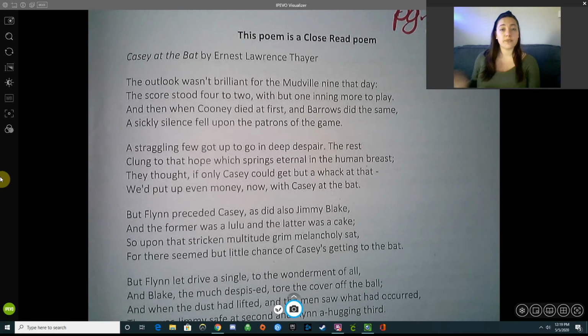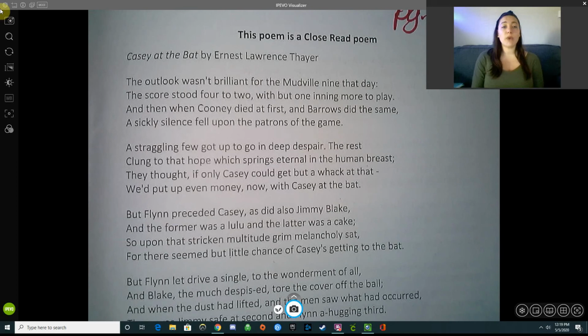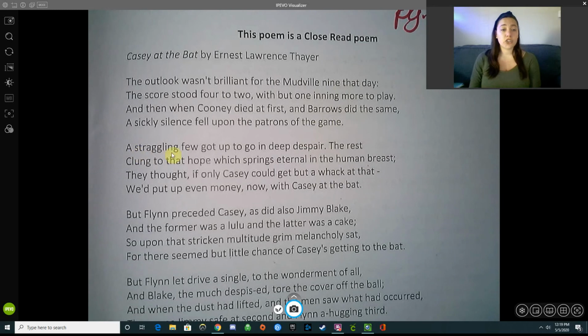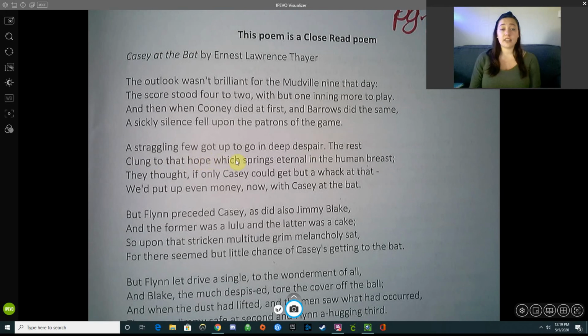All right. Okay, so again, this poem is titled Casey at the Bat by Ernest Lawrence Thayer. The outlook wasn't brilliant for the Mudville Nine that day. The score stood 4-2, with but 1 inning more to play. And then, when Cooney died at first, and Barrows did the same, a sickly silence fell upon the patrons of the game. A straggling few got up to go in deep despair. The rest clung to that hope which springs eternal in the human breast.